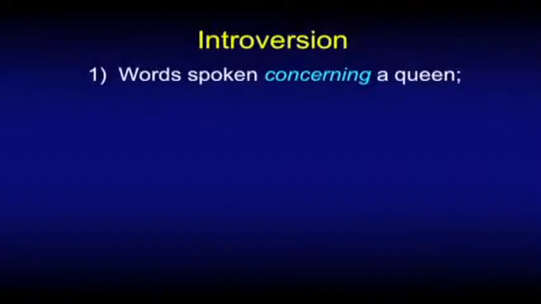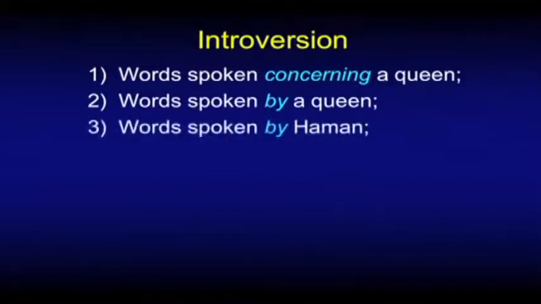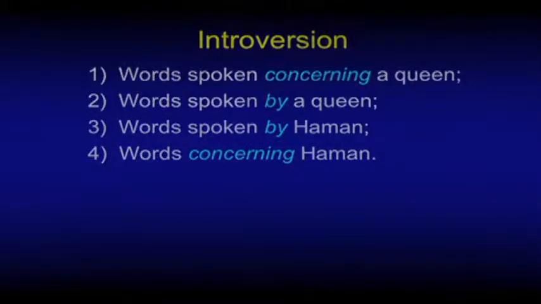They have interversion. The first one, words were spoken concerning a queen. The second one, words were spoken by a queen. The third one, words were spoken by Haman. The fourth one, words were concerning Haman. You see the interversion going on here. The first and last is the subject matter. The second and third were the source of the quote. And again, the first two queen, the last two Haman.